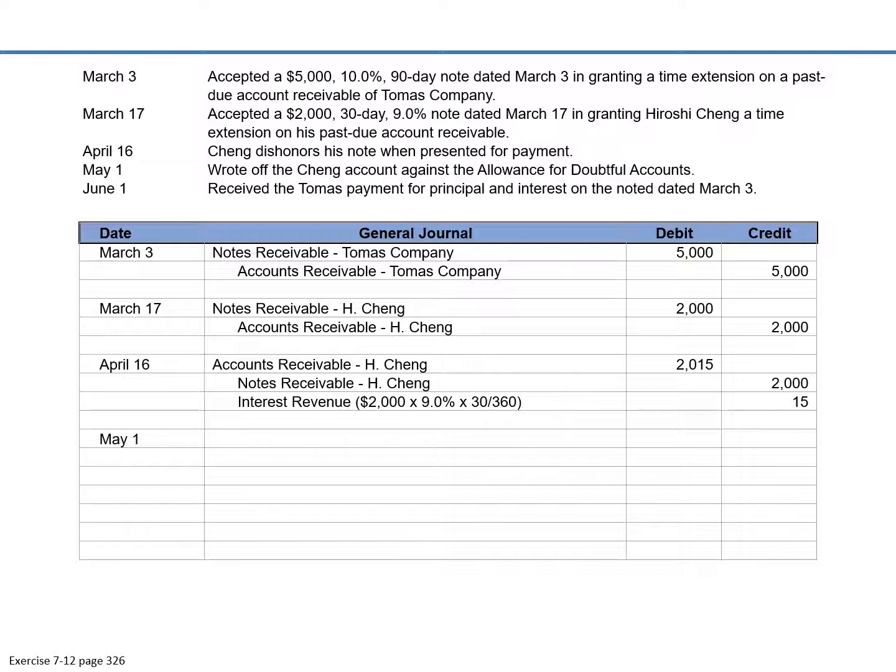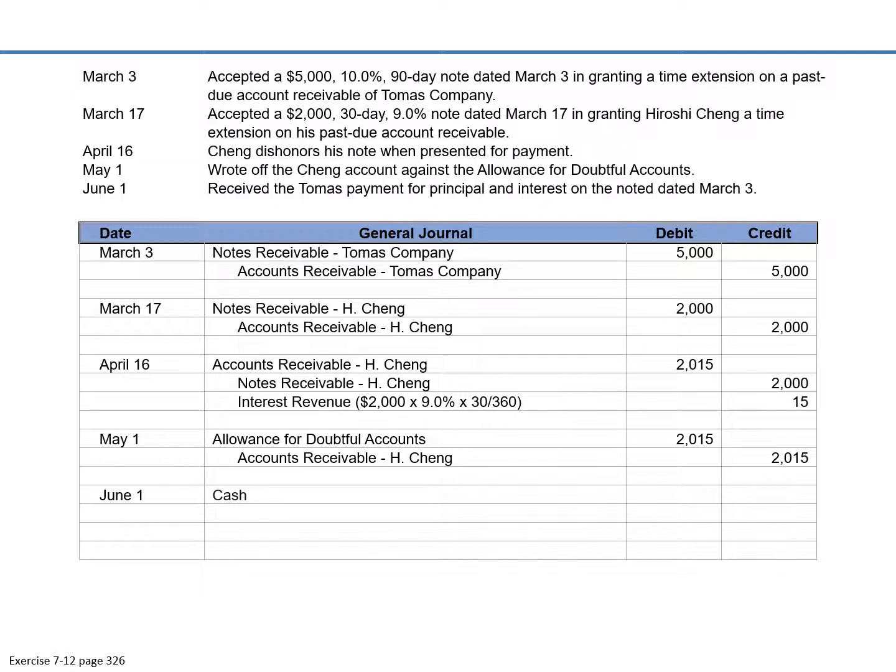So then on May 1st, we wrote off the Chang account against the allowance for doubtful accounts. So we're going to reduce our allowance for doubtful accounts by $2,015, and we're going to reduce our account receivable by $2,015.